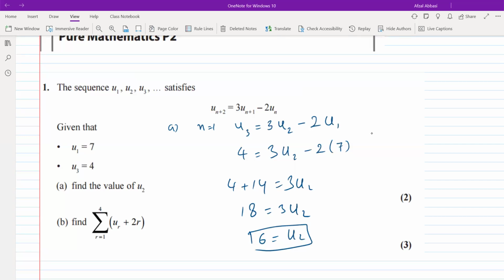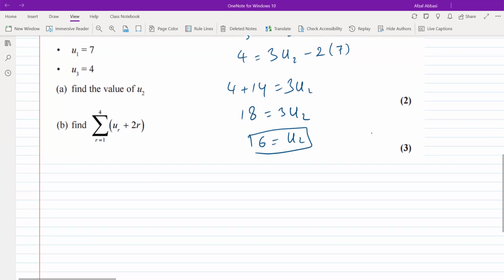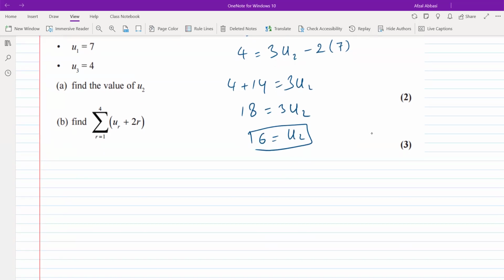Coming to part B now. This is a common area where students usually don't understand what to do. This symbol means sum. Now what to sum? For that we are given this information along with it, so that we have to take the values of the given expression by replacing r by 1, 2, 3, up to 4. At the bottom, we are given the starting value, and at the top, we are given the last value we have to go up to.